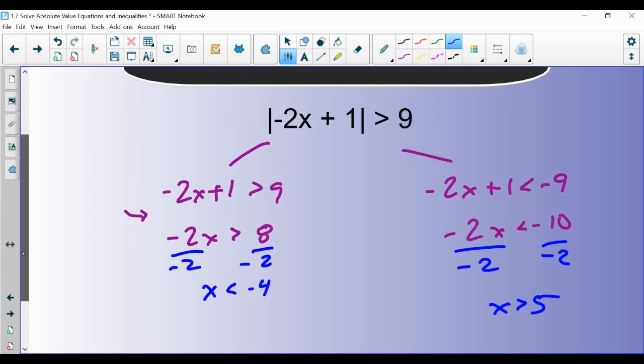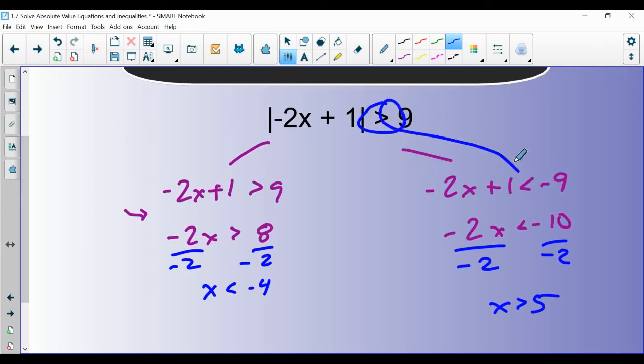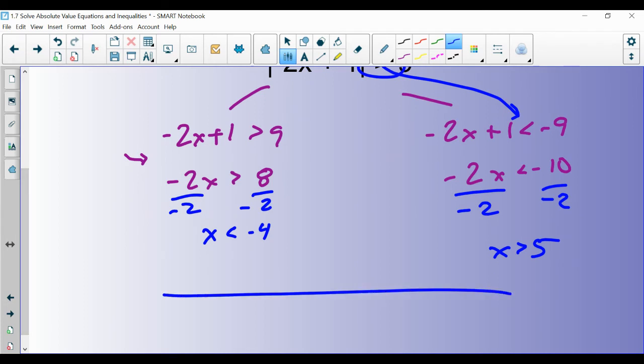So it's kind of weird. We had to switch it once from here to here because when you make the negative branch, you have to make the -1, you have to flip the sign. And then we also had to flip it again when we divided by -2. So we'll go ahead and make the number line. -4 is over here. 5 is over here. 0 is somewhere over here.